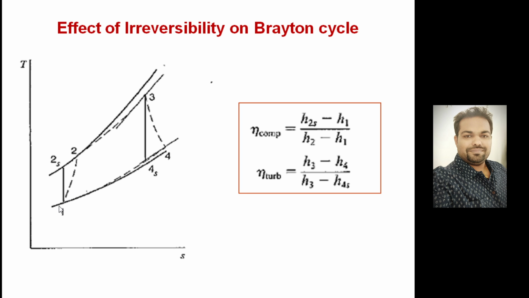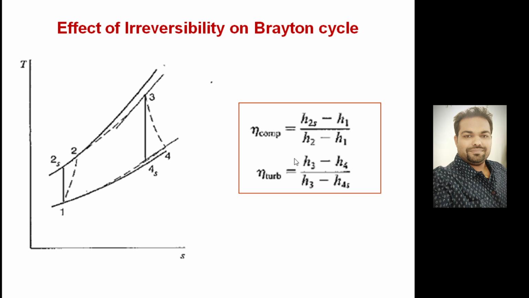Due to irreversibility, the temperature may not reach here, it may be slightly higher, going to 2. Similarly, expansion may not go up to the lowest temperature, it may end somewhere in between. Because of that, the work of expansion will be lesser compared to the ideal case. So net work output will decrease. The efficiency of the compressor is the ideal performance. Ideally, it should go up to 2s from 1. So h2s minus h1 divided by, actually it is going only up to 2, so h2 minus h1. This is known as the efficiency of the compressor. So ideal compression divided by the actual compression.